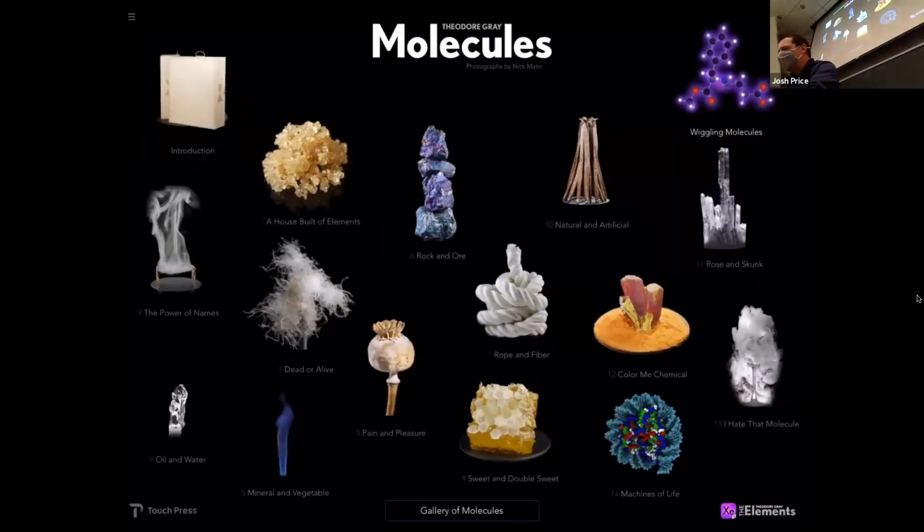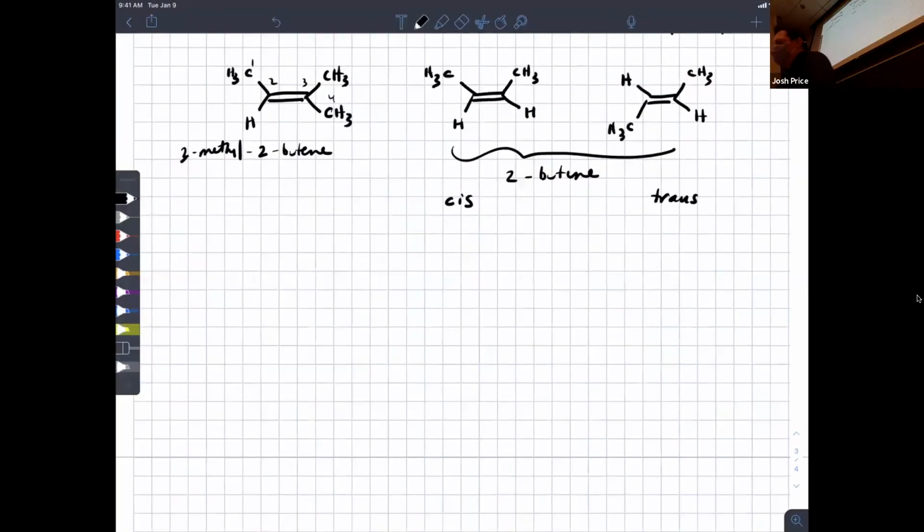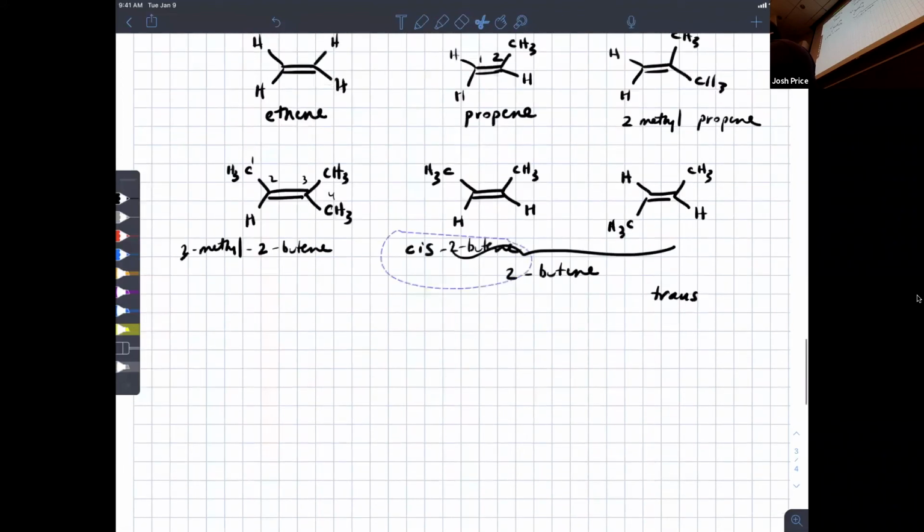So the cis and trans are prefixes, right? So it'd just be cis 2 butene. That's right. They're prefixes. So yeah, cis 2-butene for the one on the left. And you can use cis and trans as long as whatever you do with it is unambiguous. And that would be perfectly okay for these molecules.